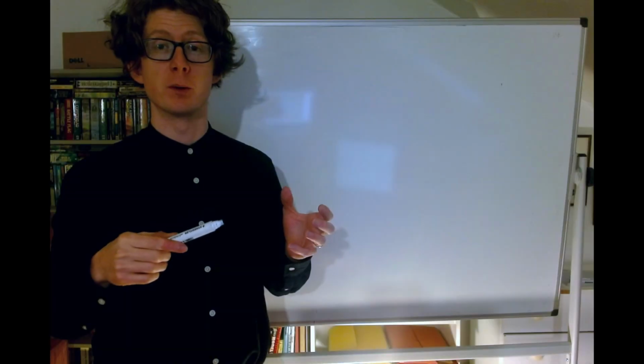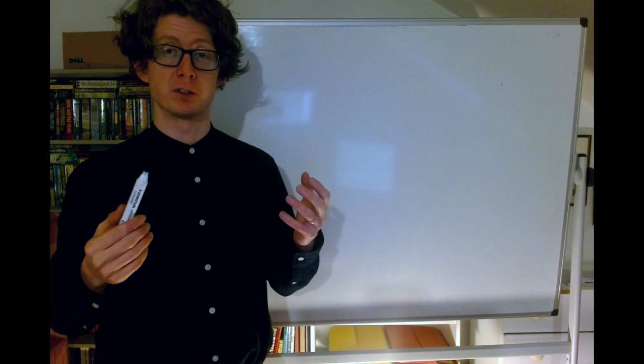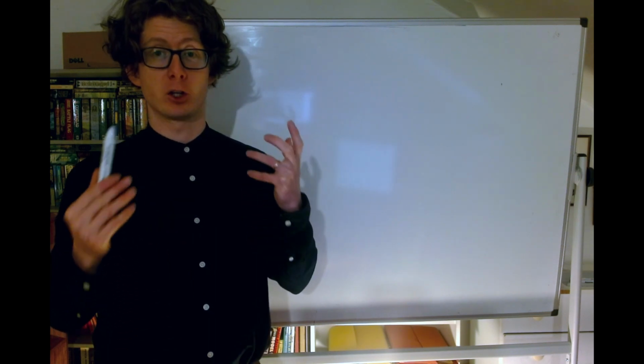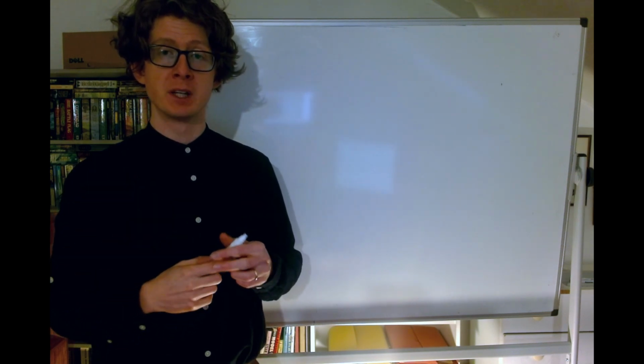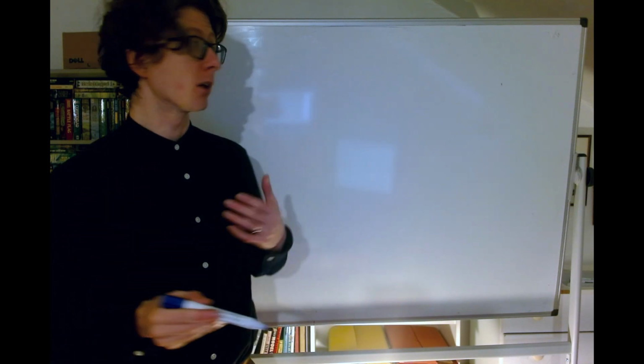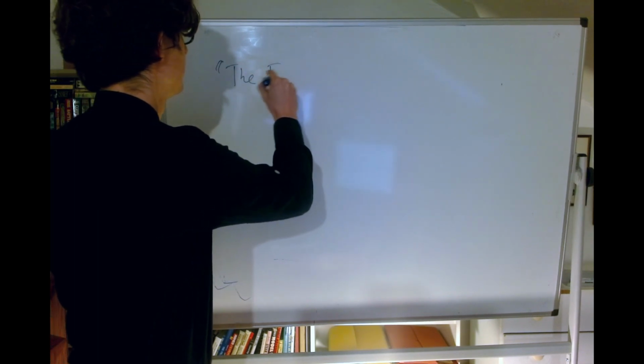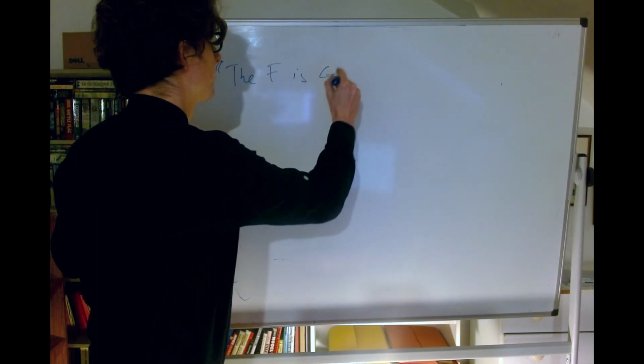What I want to do in this video is just quickly explain why the way I've been presenting Russell's theory really is a good way to think about Russell's theory. Because the way I presented it is much simpler, as you'll see. So we're thinking about sentences of the form, the F is G.